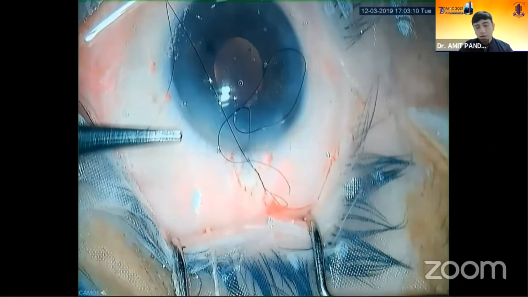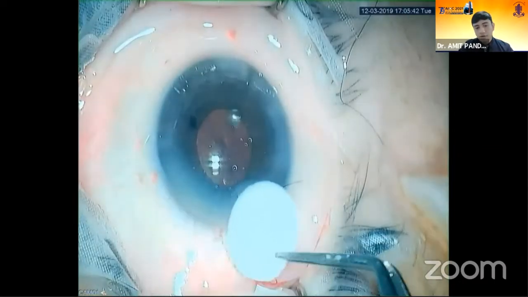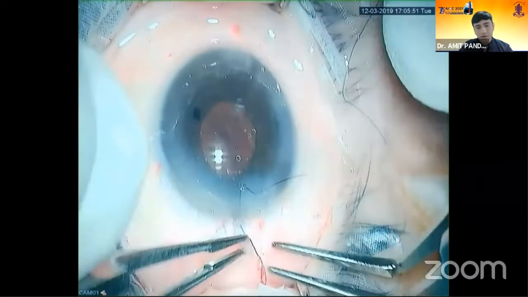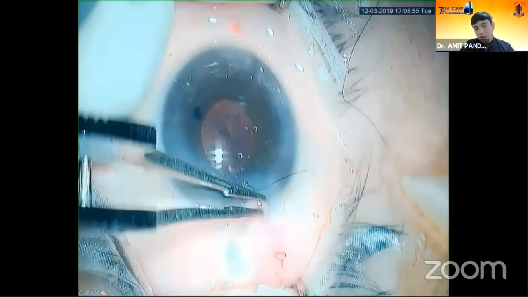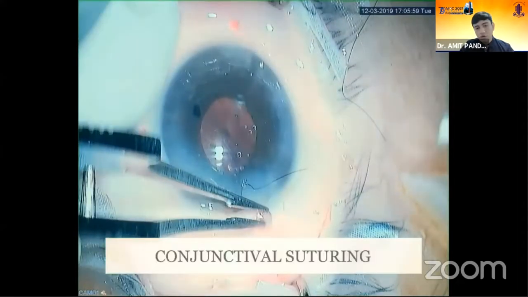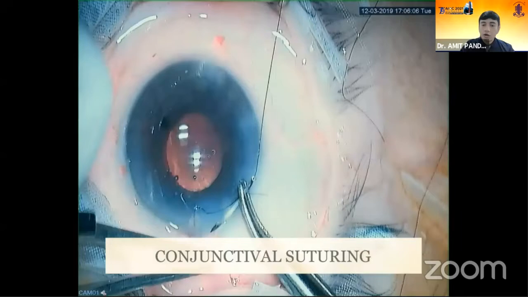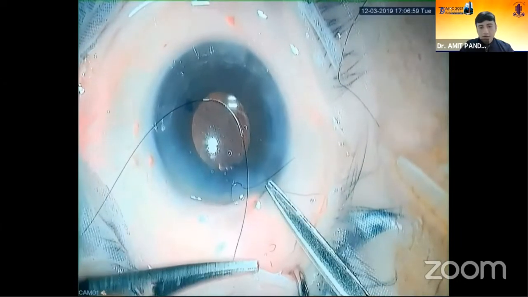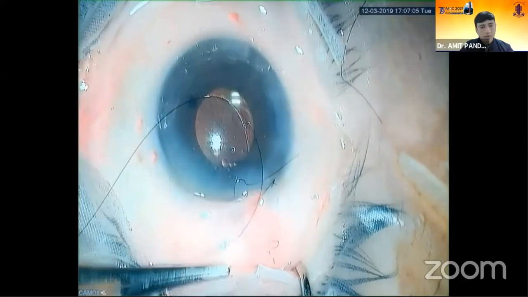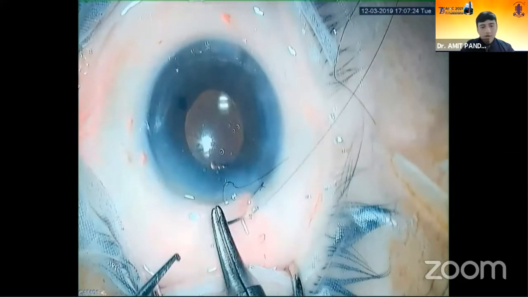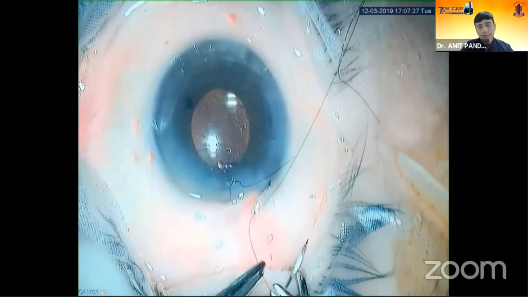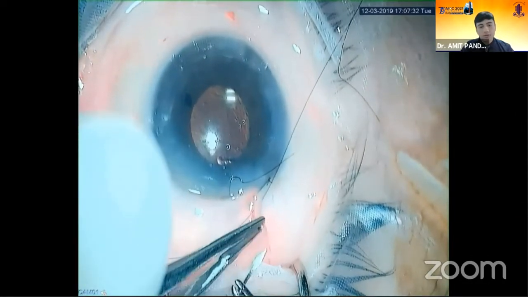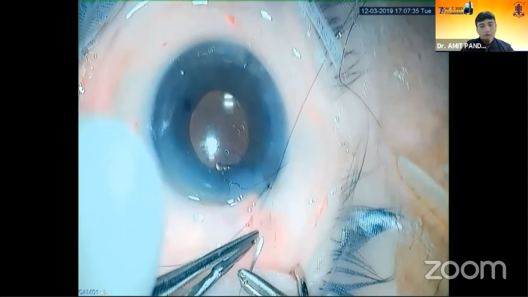This is the Ologen implant. It goes in very easily in the subconjunctival space. This is a 6 mm diameter, 2 mm thickness Ologen implant. And we can easily close the conjunctiva over the Ologen implant without any extra effort. It does not require any extra skill set. If you are okay in doing trabeculectomy, you can easily start putting Ologen implants also. A watertight conjunctival closure is paramount, like in any trabeculectomy surgery.